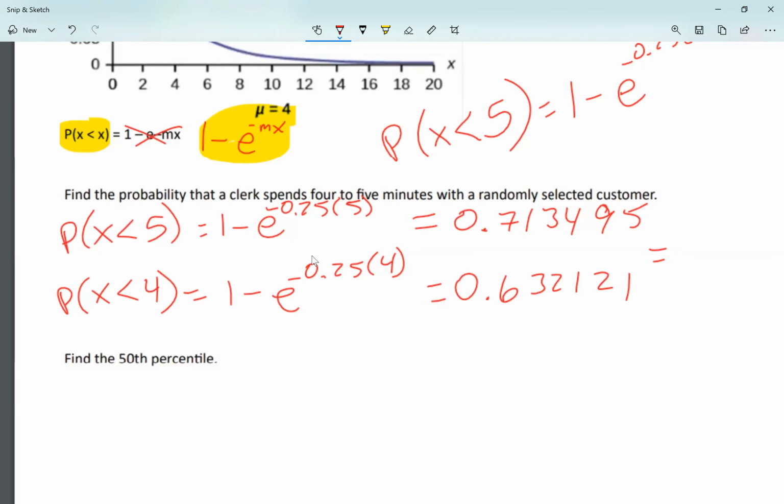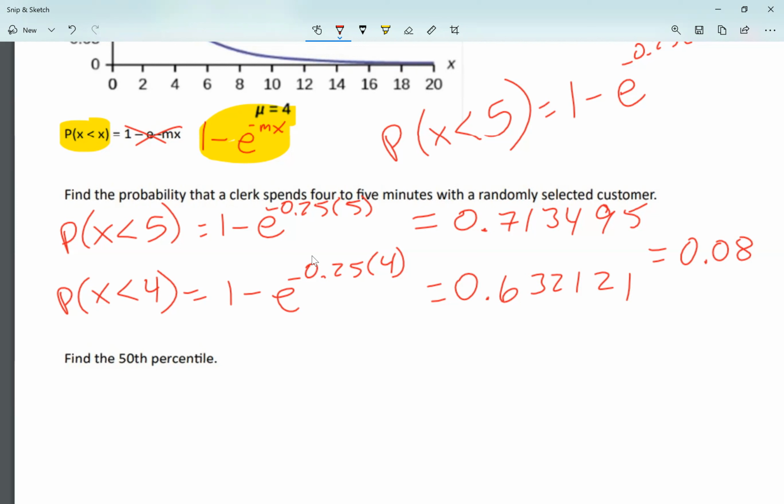And I'm going to say 0.08. I rounded my answer to 2 decimal places. When I was doing my work, I was using 6 decimal places, but my answer I do round to 2 decimal places.